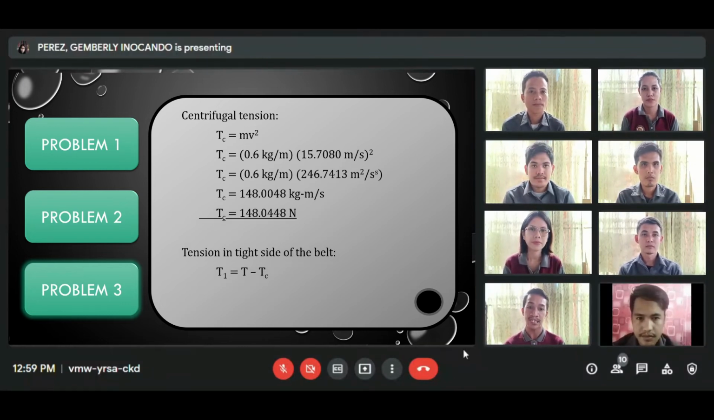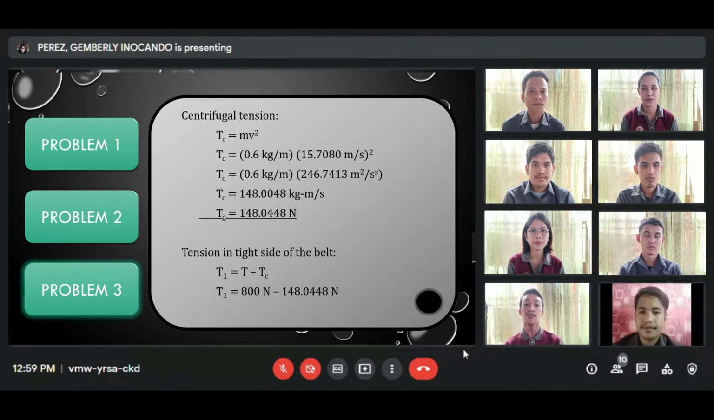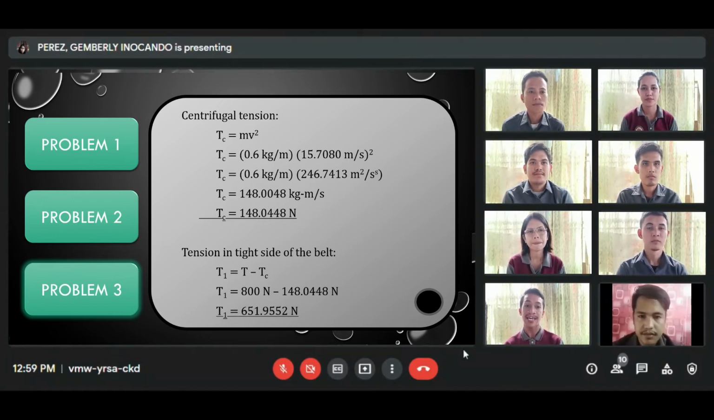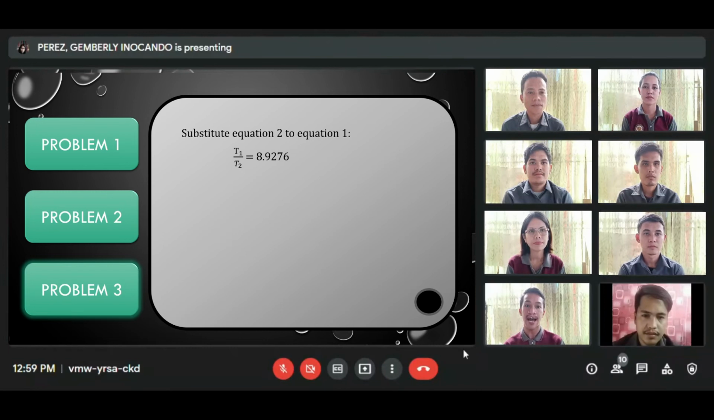After getting the centrifugal tension, let's proceed on getting the tension inside of the belt. The formula is T1 equals T minus Tc. So T1 equals 800 Newton minus 148.0448 Newton. So we have T1 equals 651.9552 Newton.